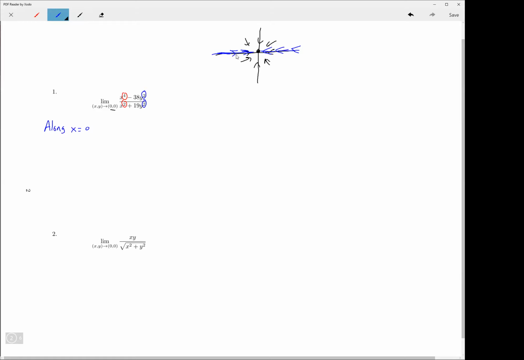So this is more like the limits that you had before. Okay, so when you set x equals 0, make these x's 0. This part's gone, and it becomes the limit as y goes to 0 of negative 38y squared over 19y squared. Okay, and the y squareds cancel, and it's just going to reduce to negative 2.